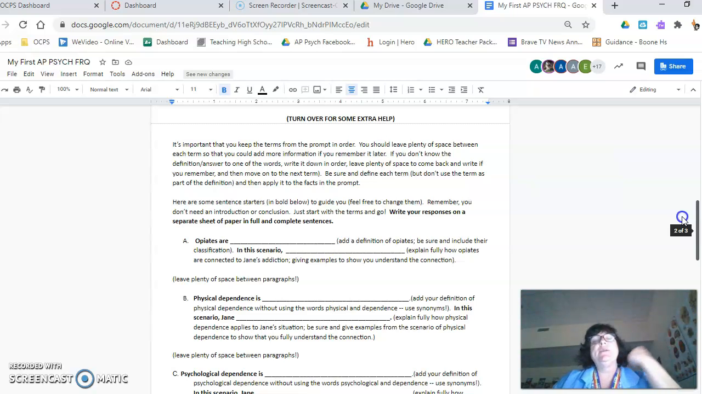You're going to do the FRQ in its own document. Don't type it in the instructions, and then you're going to submit it to Canvas. Okay, this is your first FRQ. For some of you, you've never written one before. We're going to get way better at this, but this is just kind of baby stepping in and doing it for practice.